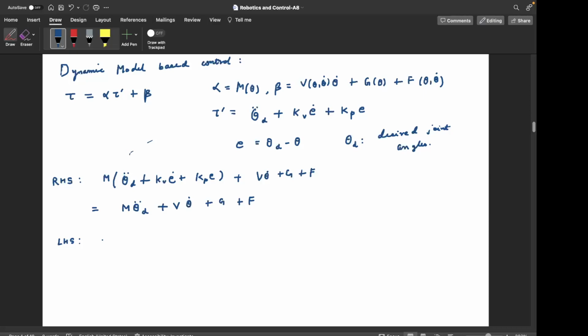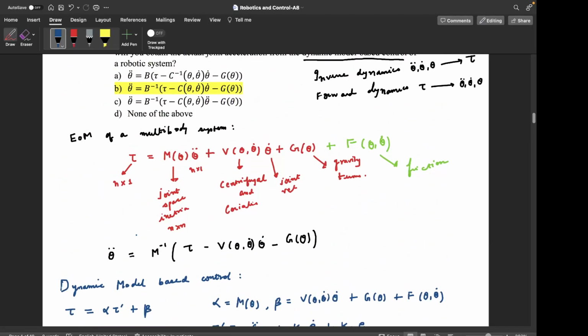So it will be M theta double dot, basically the usual expression of tau that we wrote here.